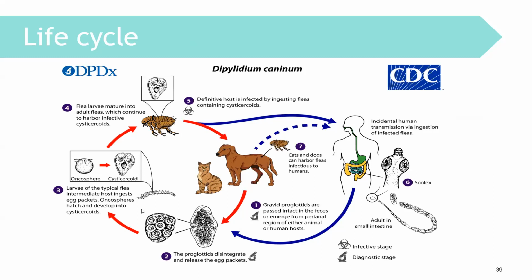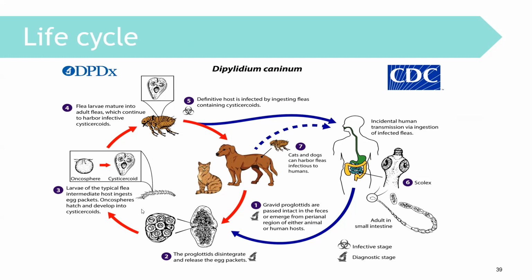In terms of the life cycle, it is important to remember that this is a parasite of dogs and cats. How does a human get infection? Through ingestion of fleas. So for those who love dogs and cats, make sure that your dog and your cat do not have fleas, a vector that transmits the parasite.